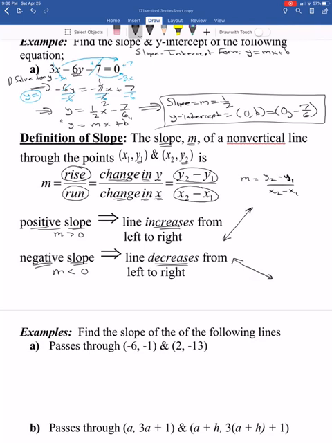And then if you had no slope, so we can add that to it. No slope, which means m is 0, we have a horizontal line. We have a line that stays the same as we move from left to right. So graphically, we're looking at a horizontal line there, no slope. So that's your definition of slope.